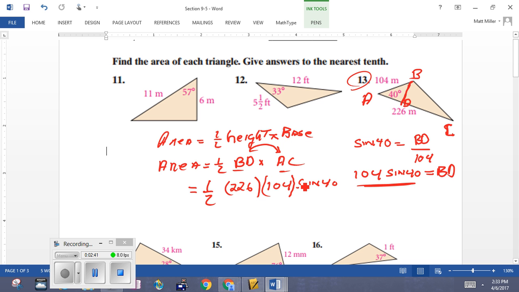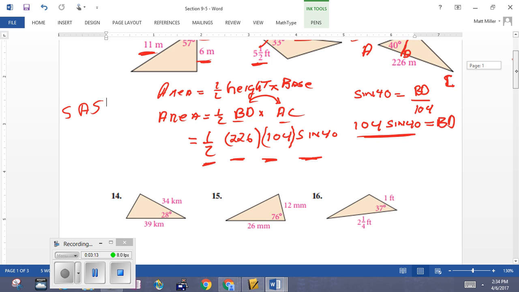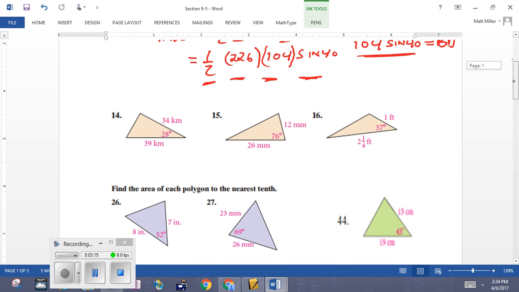What I've done is basically I have the two sides and the included angle. Every one of these is the two sides, side, and the angle in between. So they all fit that SAS pattern. And when they all fit that SAS pattern, look what it is. It's 1/2 the product of the two sides and the sine of the included angle. So if we come down here, every one of these can be solved that way real quickly.